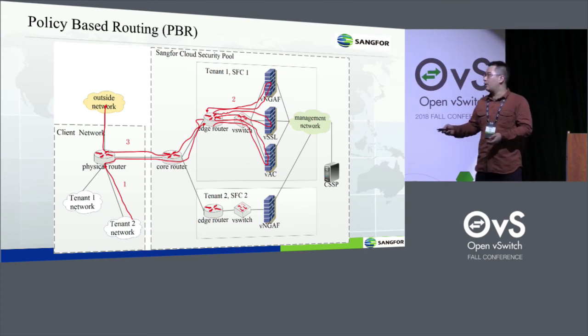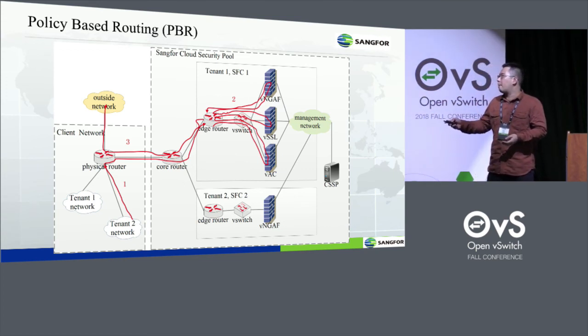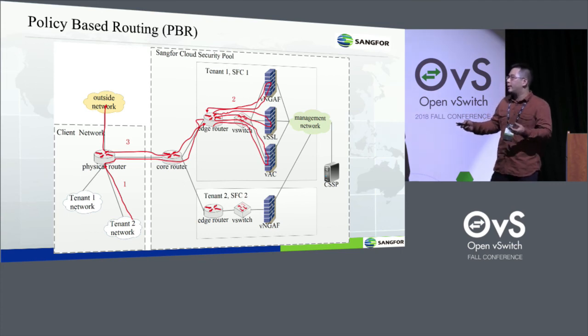Then here we focus on this part. Each time the packet passes through one VMF, it comes back to the switch, then it has to go back to the edge router to find the next hop of VMFs. So between two VMFs like VAC and VSSL, there are 4 hops. And in the policy-based routing solution, the SFC path is a little long.